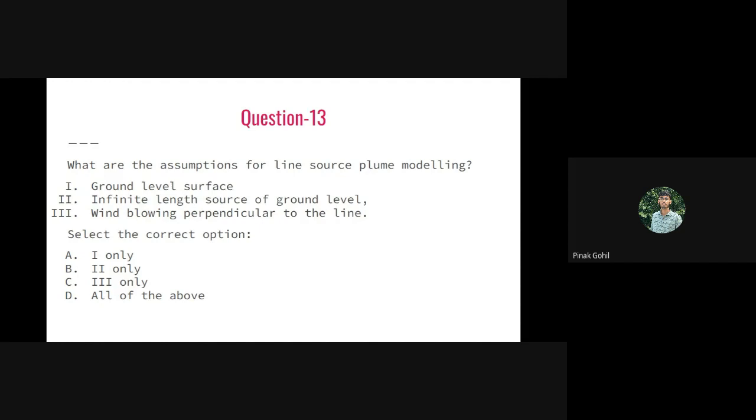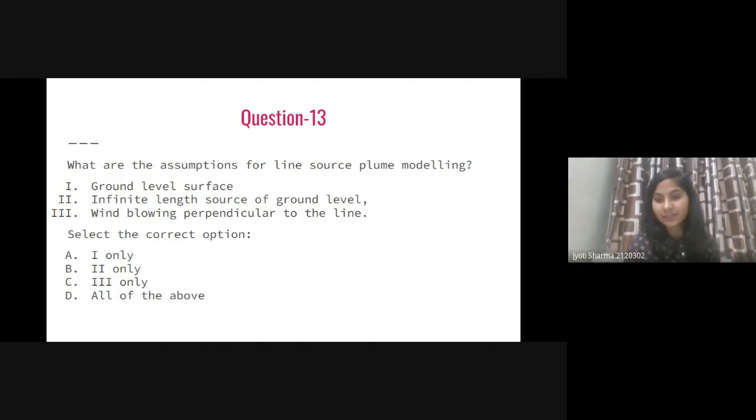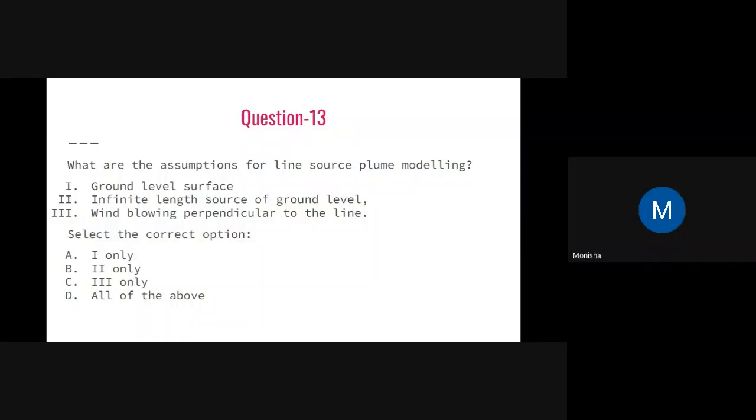Yes, ma'am. I will go yes for D. Yes, everyone gave me answer D: Nishant, Jyoti, Alka, and even you. Monisha, you want to say something? D. Yes, answer is D.